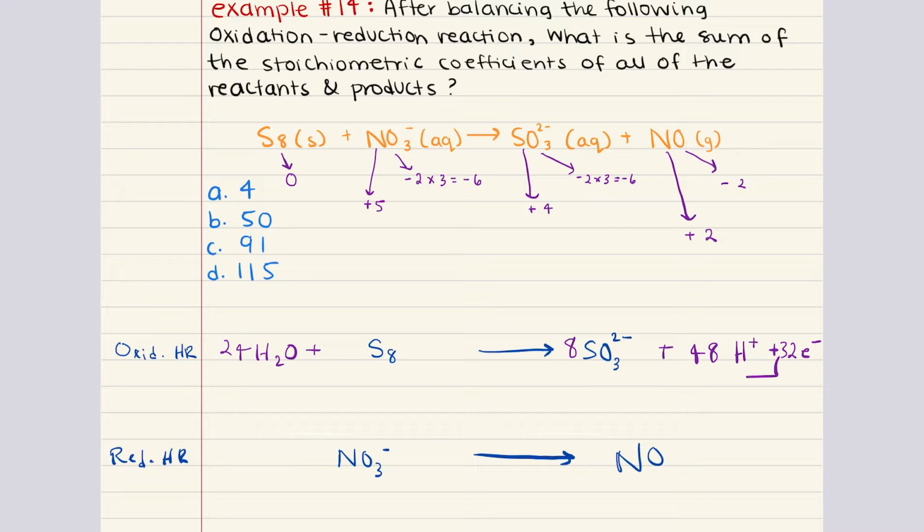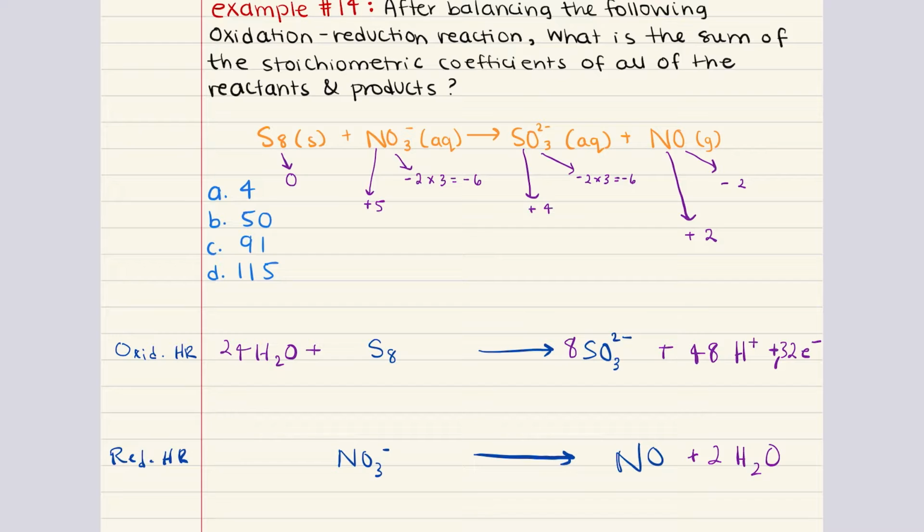Our next step is to do the same for our reduction half reaction. Here on both the reactant and the product side, we have one nitrogen atom. Now let's do the oxygen. On the reactant side, we have 3 oxygen atoms. On the product side, we only have 1 oxygen atom. To balance it, we're going to add 2 water molecules. Now there's 3 oxygen atoms on both sides.